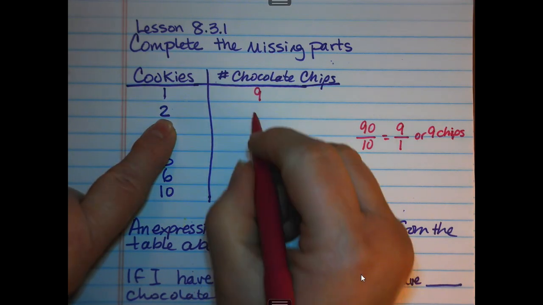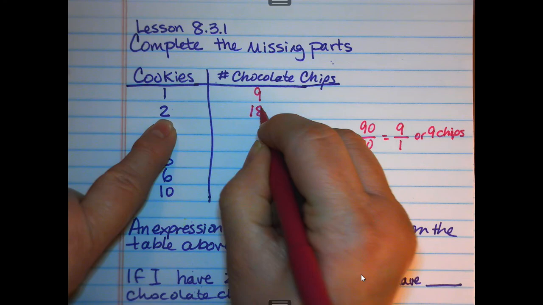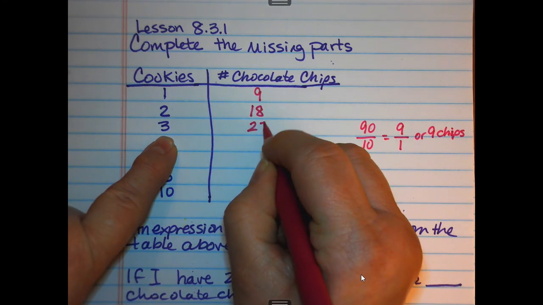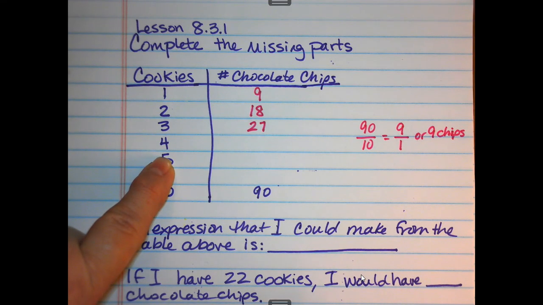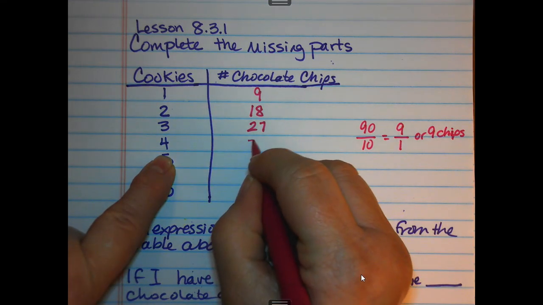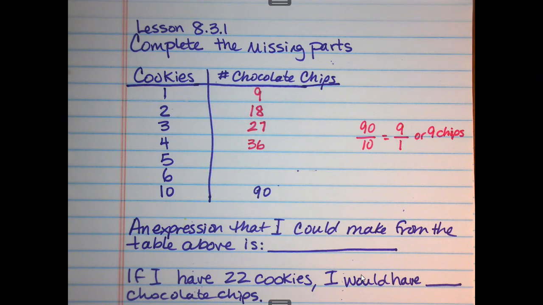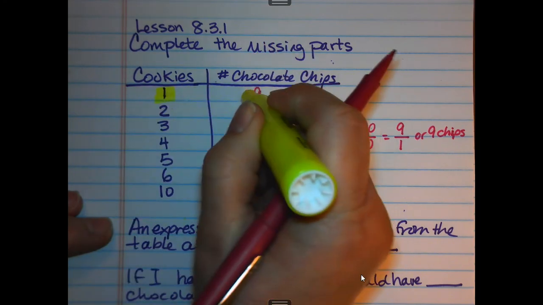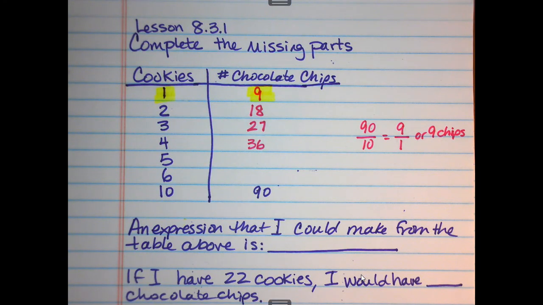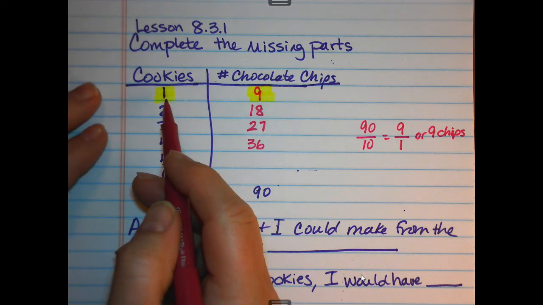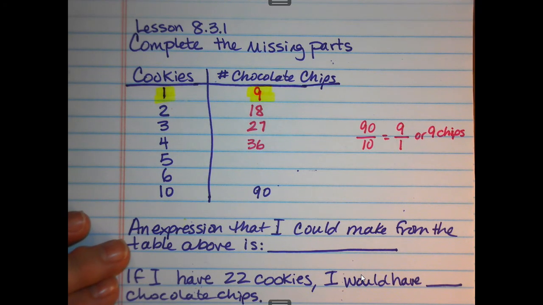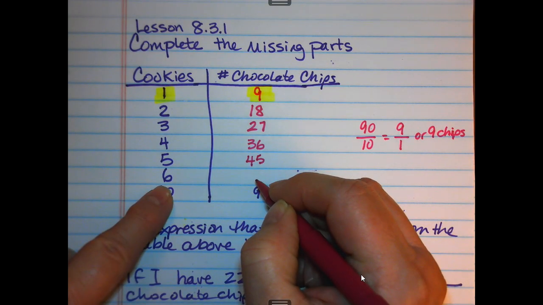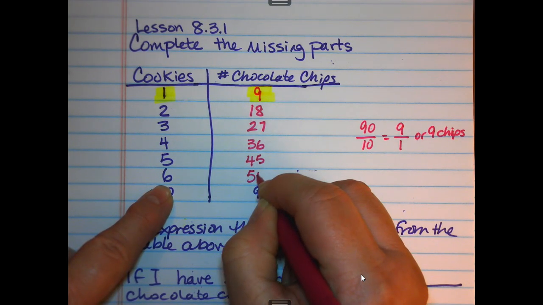2 cookies would give me 2 times 9, which is 18. 3 would give me 3 times 9, which is 27. 4 is 4 times 9, which is 36. And remember, each time I'm going back up here, and we talked about unit rates earlier this year, and my unit rate here is for every 1 cookie, I have 9 chocolate chips. 5 times 9 is 45. 6 times 9 would be 54.